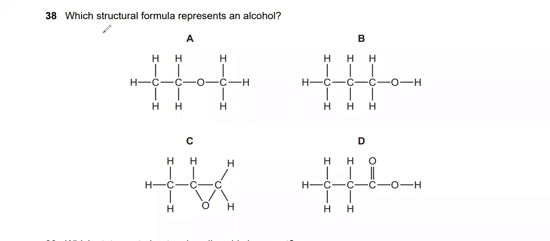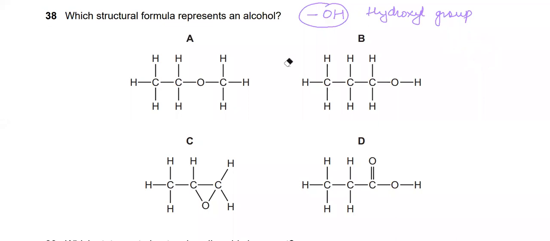Question number 38, which structural formula represents an alcohol? Alcohol has a hydroxyl group, right? This is known as the hydroxyl group. It's very different from hydroxide. Hydroxides are basically NaOH, KOH. Their functional group is a hydroxide. This is the hydroxyl group. It's a functional group of organic compounds.